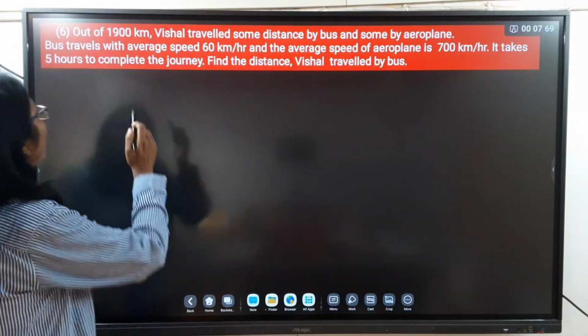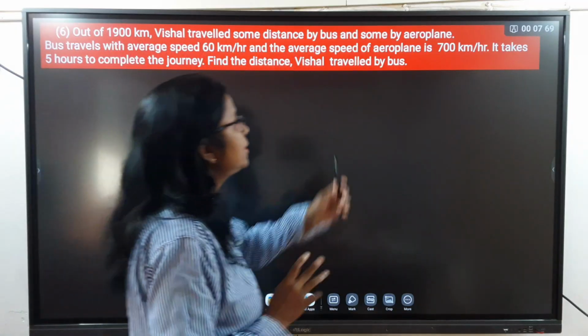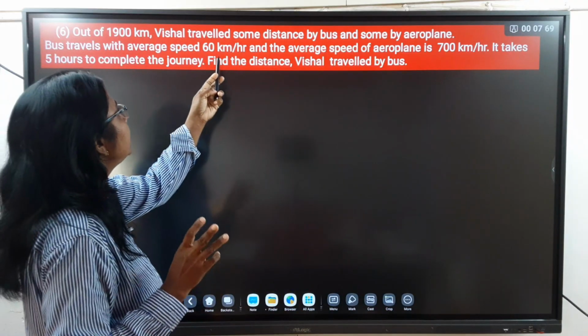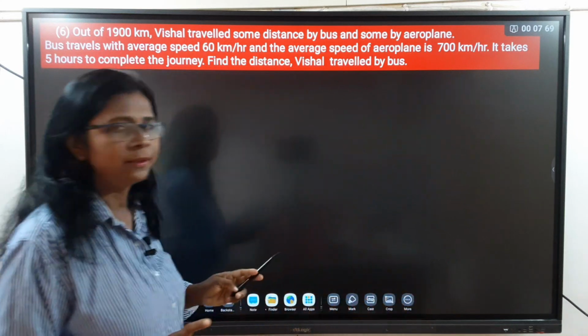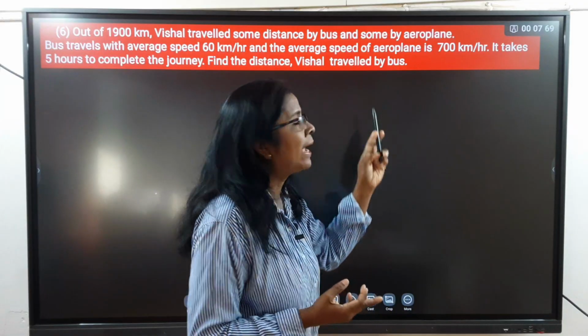Example 6. Out of 1900 km, we shall travel some distance by bus and some by aeroplane. Bus travels with average speed 60 km per hour and the average speed of aeroplane is 700 km per hour. It takes 5 hours to complete the journey. Find the distance we shall travel by bus.